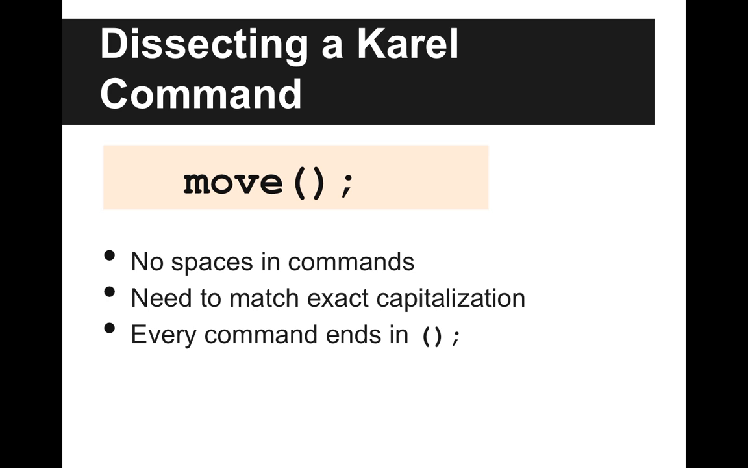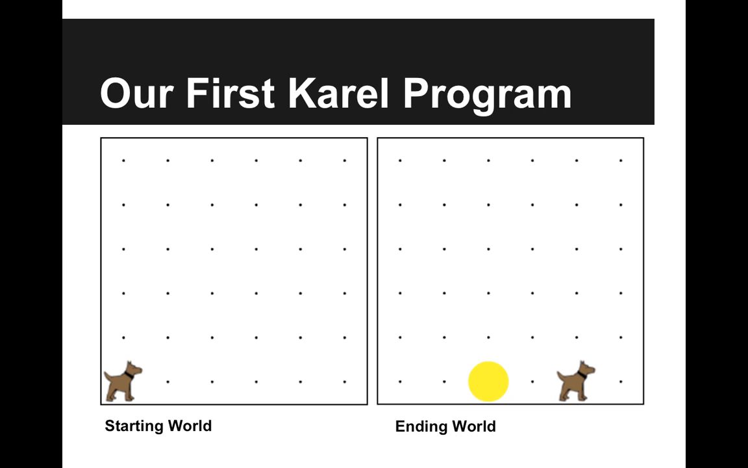So let's dissect a Karel command. What exactly do you need to write? Well, first, it must be one of those 4 words that Karel knows. There are no spaces in the commands. You need to match the capitalization exactly, and each command needs to end in open parentheses, close parentheses, semicolon, so that Karel can understand it.